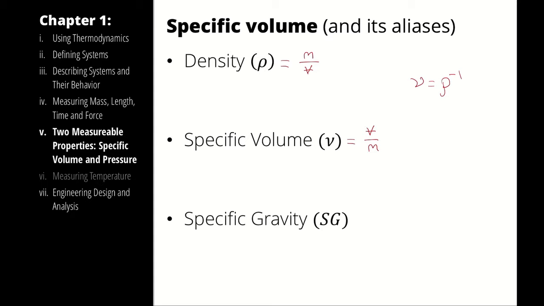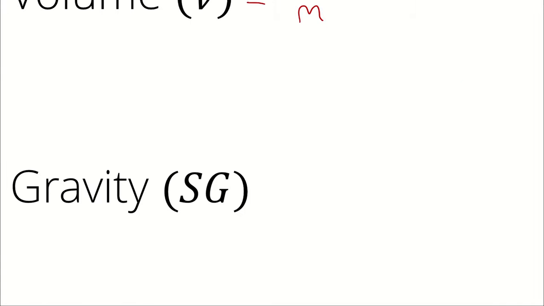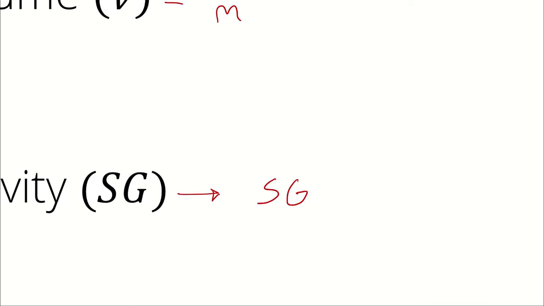Now, specific gravity, despite the fact that it has the word specific in it, is not quite the same thing. Specific gravity would imply to you that you're dividing gravity by mass, which isn't what we're doing. Specific gravity, abbreviated SG, because we are particularly clever when it comes to abbreviations, is the density of a substance divided by the density of water at standard temperature and pressure.